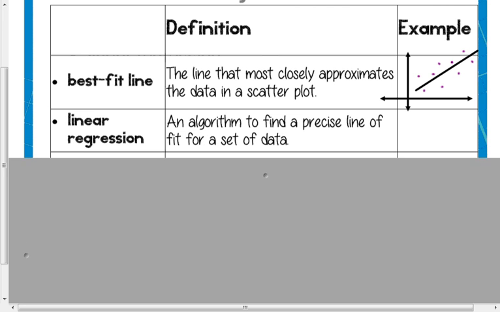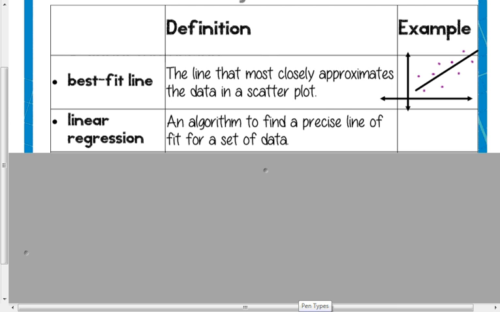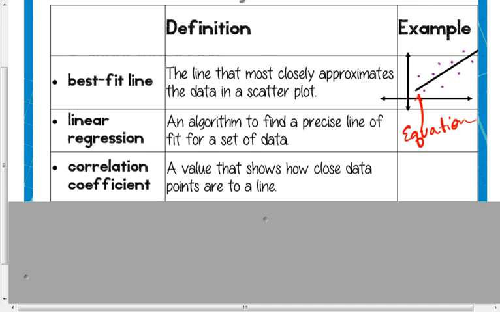The next one, linear regression, an algorithm to find a precise line of fit for a set of data. So when we come up with linear regression, that's a way of coming up with the equation for that line. That equation lets us predict values. Our correlation coefficient values show how close the data points are to the line.